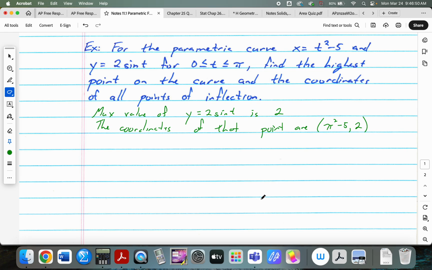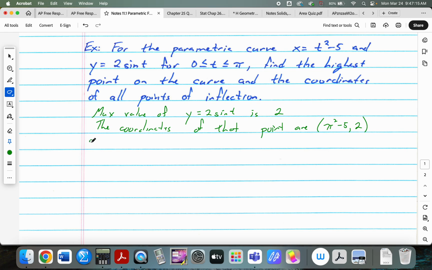You're so used to it, you find this point and you're like, oh, the value that I used is the x value, but it's actually the t value here. Okay, and then for points of inflection for this graph, we need to find places where the second derivative changes sign. So we're going to have to do a fair bit of work for this part.